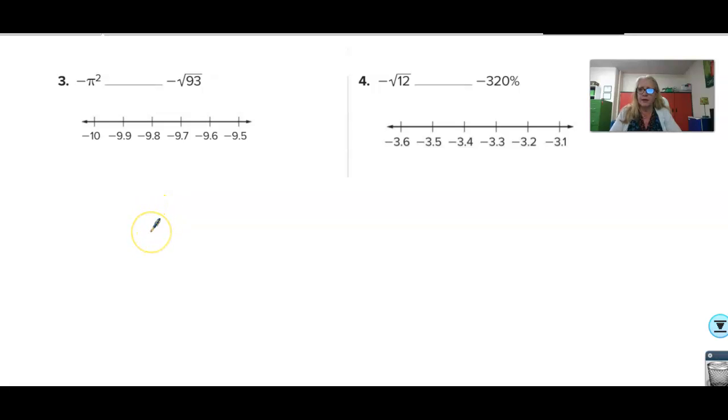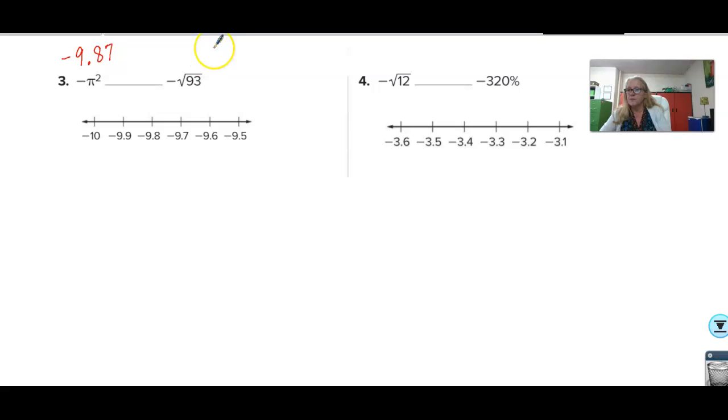Negative pi squared. What would they think of next? All right, well, let's just do pi squared. Is pi even on this calculator? I always just put in 3 point. Oh, there it is. Okay. Pi squared equals, all right, and it's negative. So this is going to be negative 9.87.